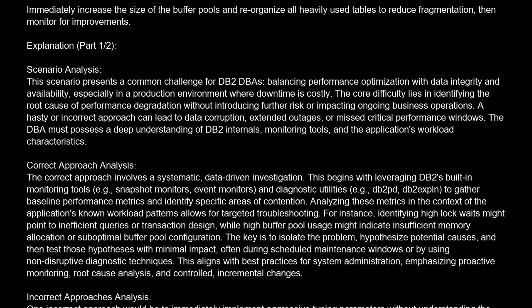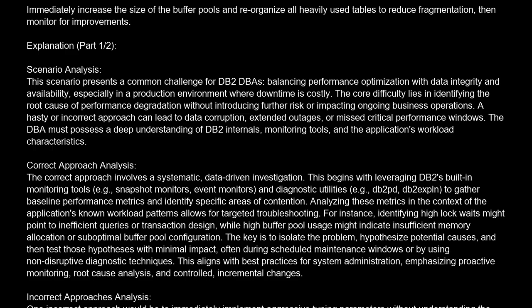The core difficulty lies in identifying the root cause of performance degradation without introducing further risk or impacting ongoing business operations. A hasty or incorrect approach can lead to data corruption, extended outages, or missed critical performance windows. The DBA must possess a deep understanding of DB2 internals, monitoring tools, and the application's workload characteristics.